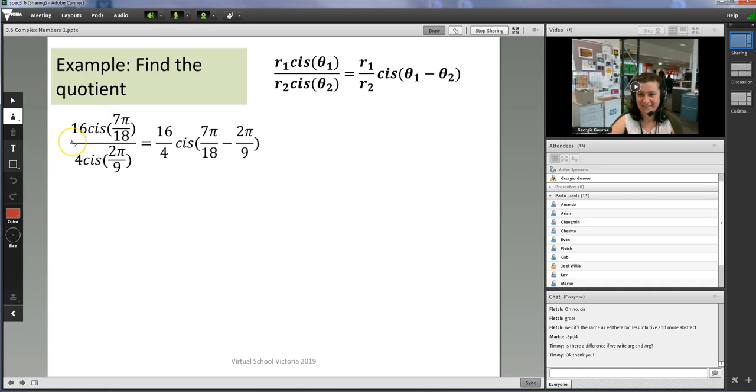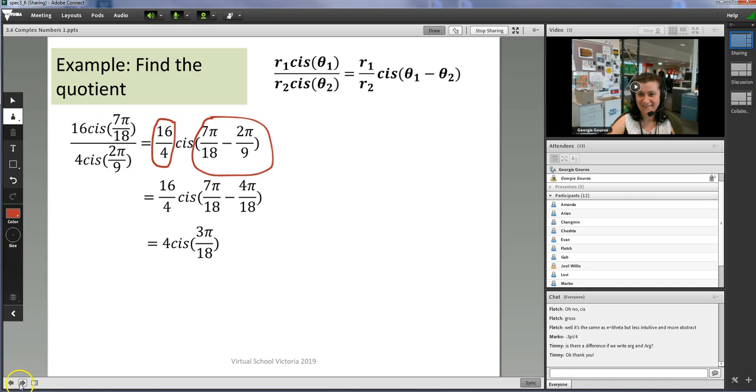Here we've got one I made up earlier: 16 cis of 7 pi over 18 divided by 4 cis 2 pi on 9. Divide the moduli, subtract the arguments. And here's our final answer, simplifying our final answer. Okay, that looks a lot nicer, doesn't it? And it's a lot simpler than doing it in rectangular form. We might be asked to express the final solution in rectangular form.